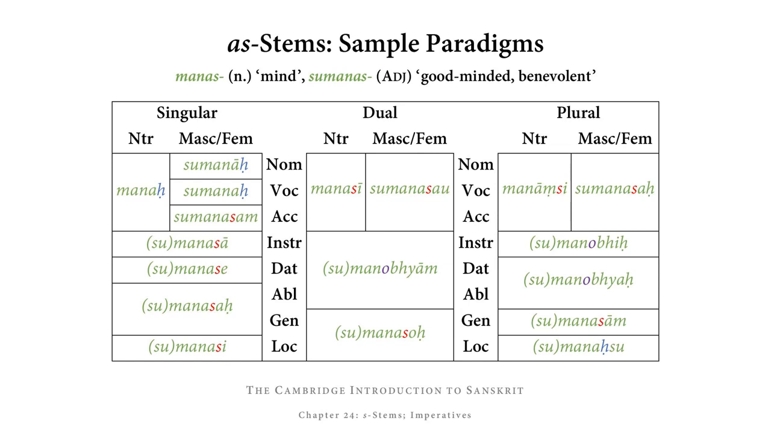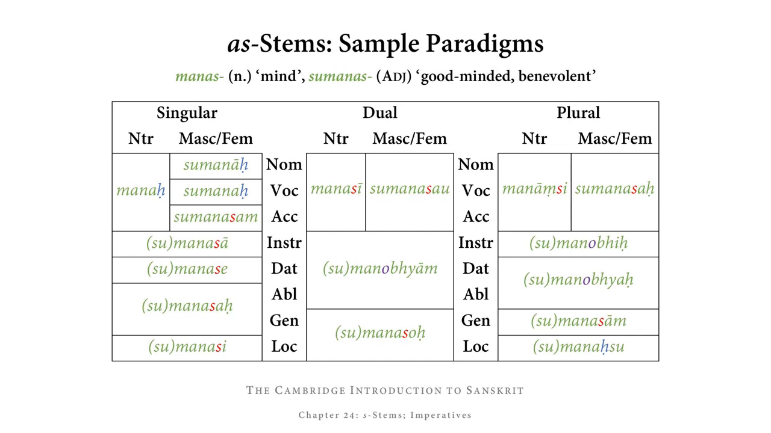That was all rather abstract, so let's look at two actual examples of S stems, specifically the two examples that we were introduced to just a minute ago: manas, a neuter noun meaning mind, and sumanas, an adjective meaning good-minded or benevolent. Now, in S stems, just as in other consonant stems, masculine and feminine are formally identical. They have the same endings throughout the paradigm.